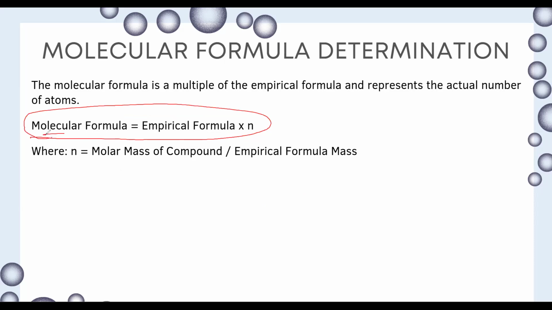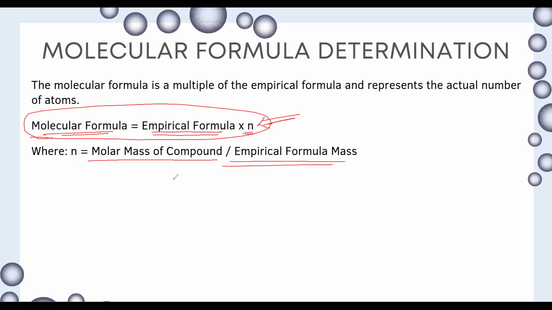The molecular formula is equal to the empirical formula multiplied by n. And I'm going to be solving an example to show you how it plays out. And this n also has what it stands for. n is equal to the molar mass of the compound divided by the empirical formula mass.